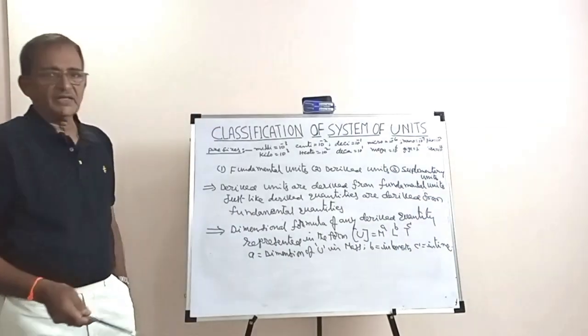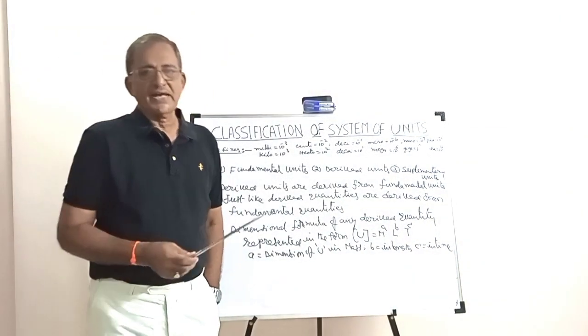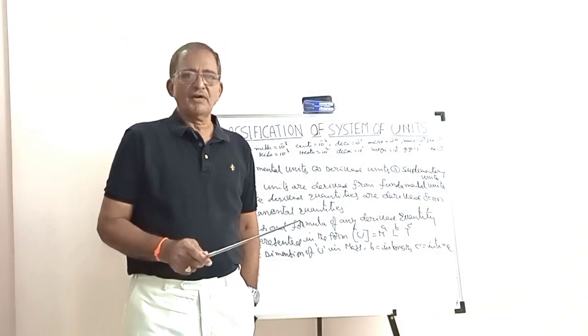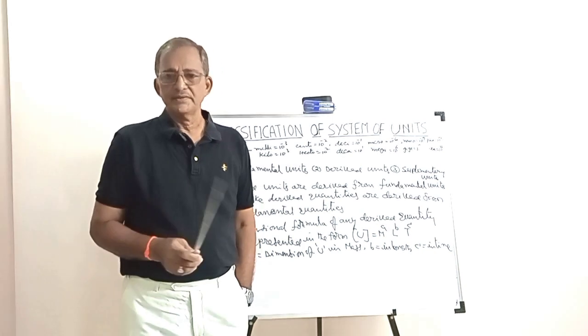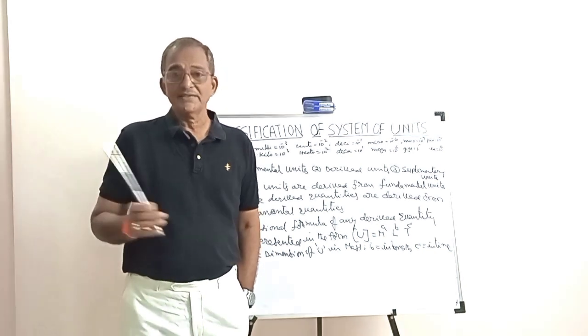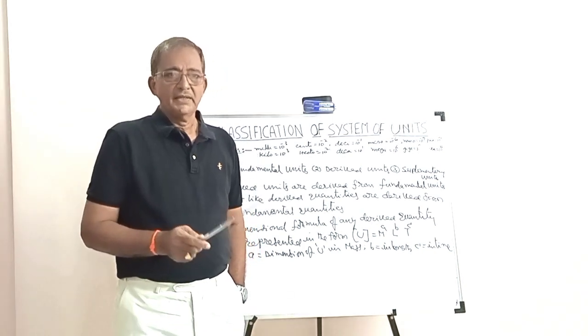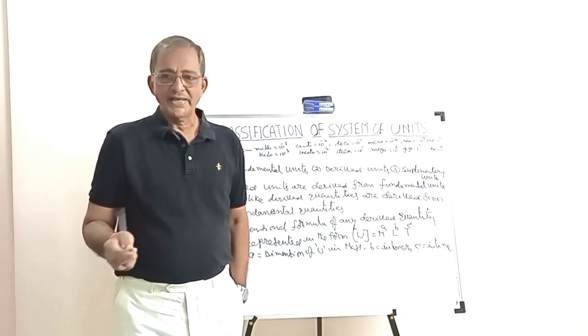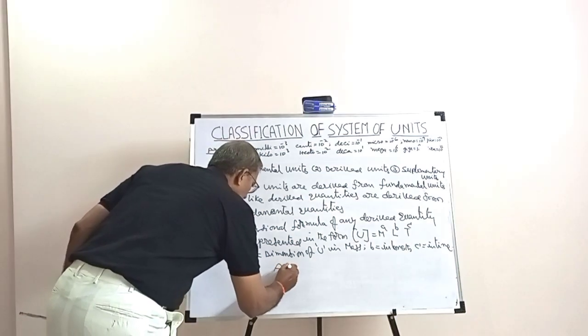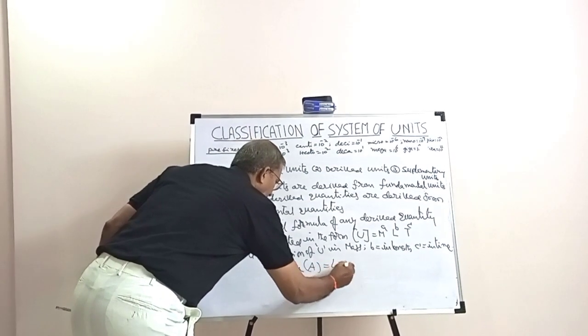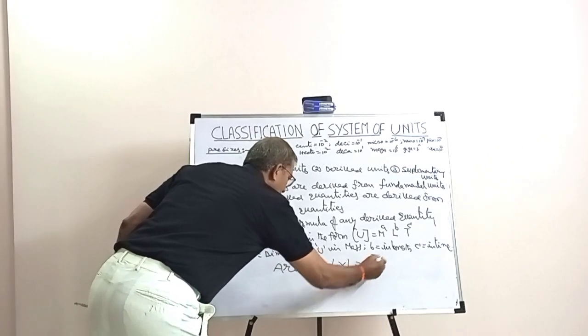For example, if you take the area of a rectangle, it is the product of length and breadth. But breadth is also length. That's why area is equal to length into length, equal to L into L, which is L square.